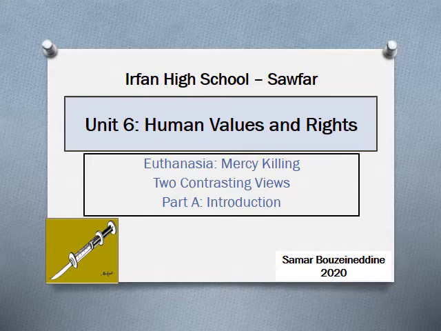I would like to introduce the theme of Unit 6, Human Values and Rights. You have studied before about human values, such as the value of faith, the value of honesty, the value of respect, the value of trust, the value of tolerance, etc. And also you have studied about human rights. Examples: the right to live, the right to learn, the right to work, the right to vote, etc.